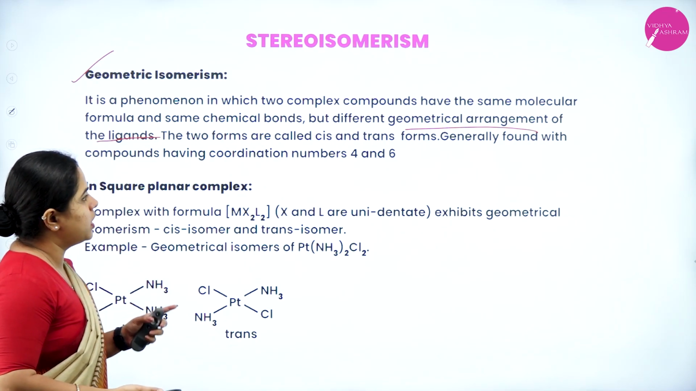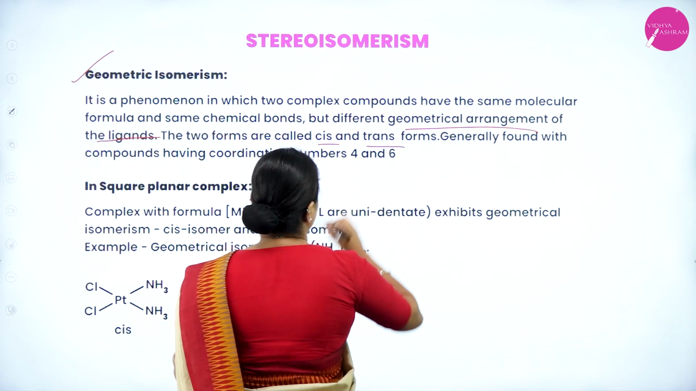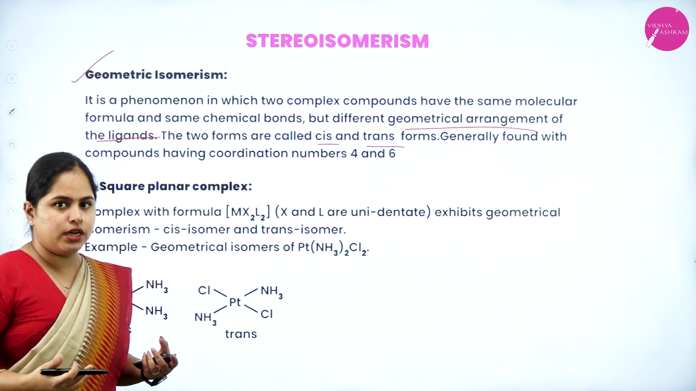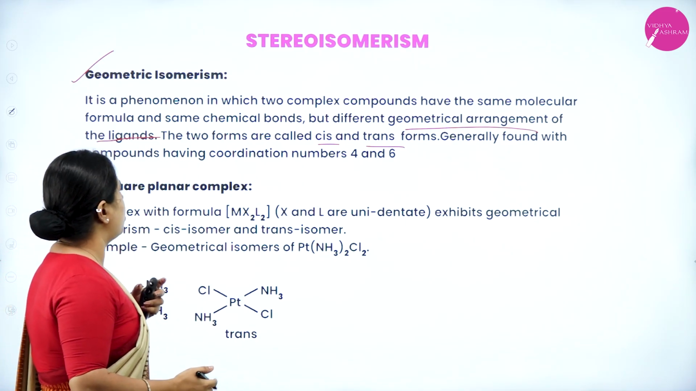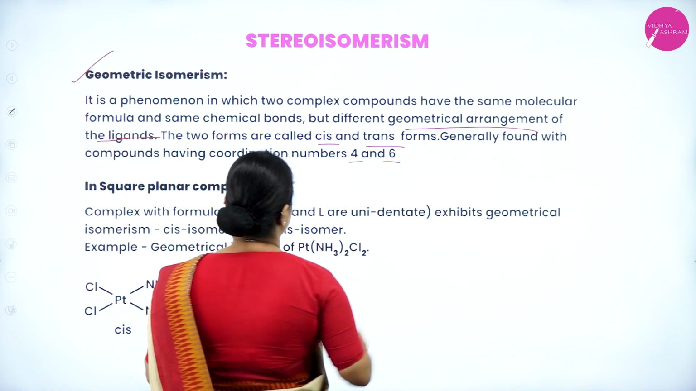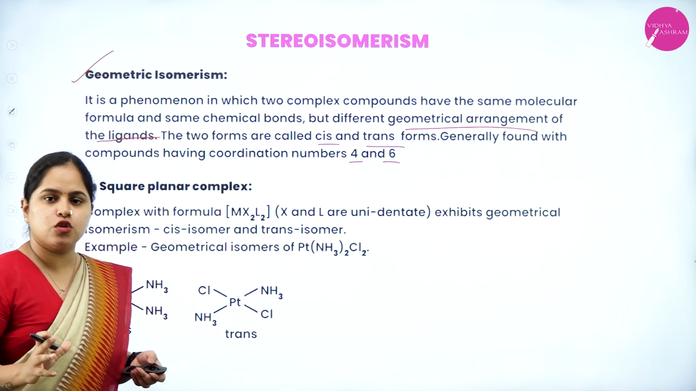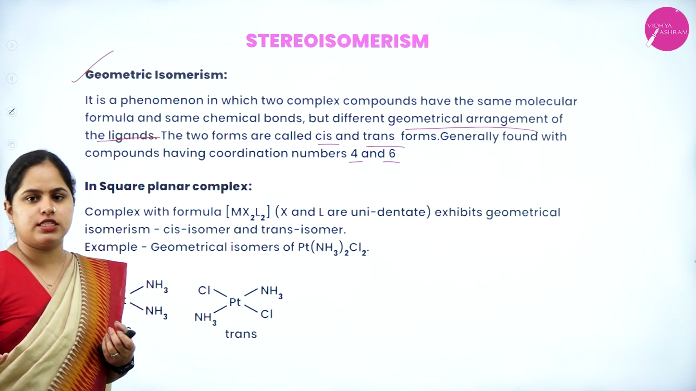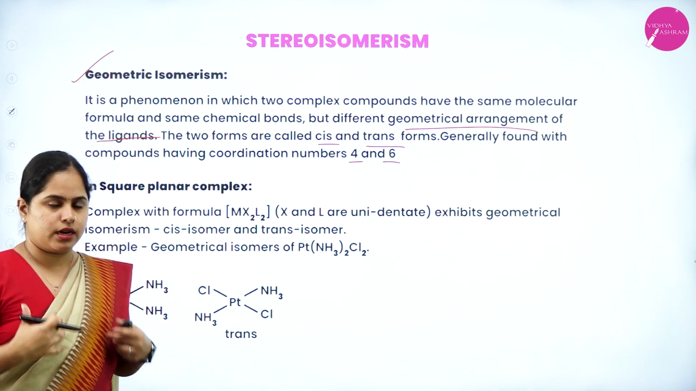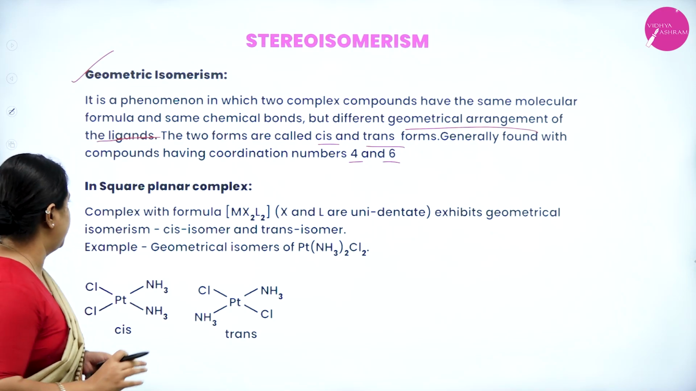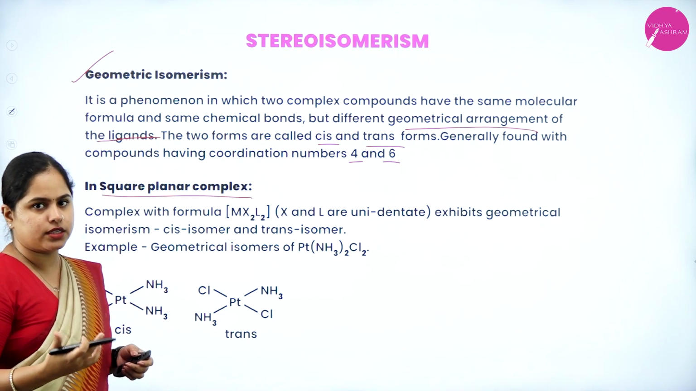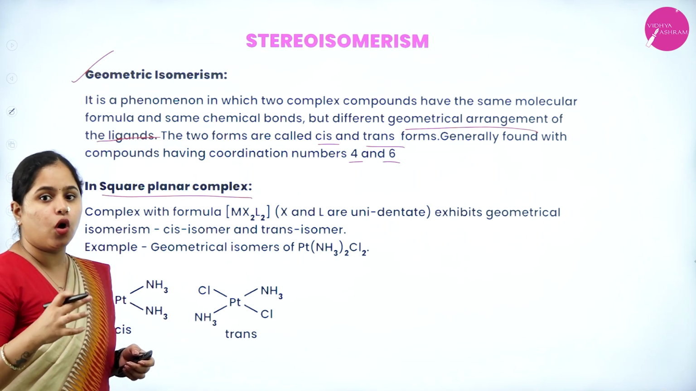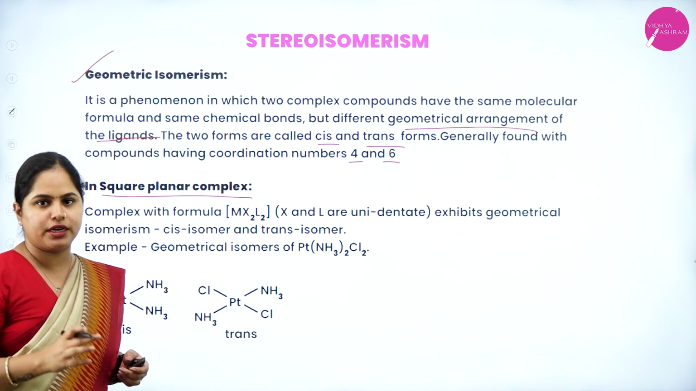So the 2 forms are called cis and trans forms. So these geometrical isomers are called cis isomer and trans isomer, generally found with compounds having coordination number 4 and 6. Okay, so which are these isomers? This is cis isomer and trans isomer is there. How to write those isomers we are going to study now. So now in the first one we are going to see a square planar complex. So square planar complex means coordination number will be 4. We have already studied this.